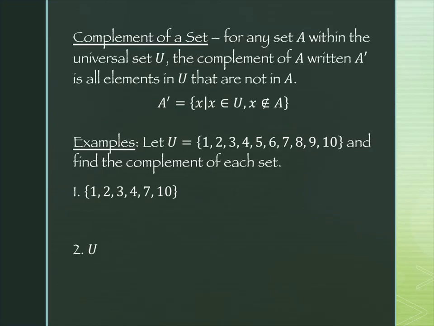So a complement of a set is described as the following, and we'll go back to our picture so you can see what it looks like from a visual perspective in a moment. For any set A within the universal set, the complement of A, and our book writes it with this prime notation, so it says A prime, is all elements in the universal set that are not in A. And then what you see here is that set notation, set builder notation, that we saw last time. This is all elements X, where X is in the universal set U, and X is not in A.